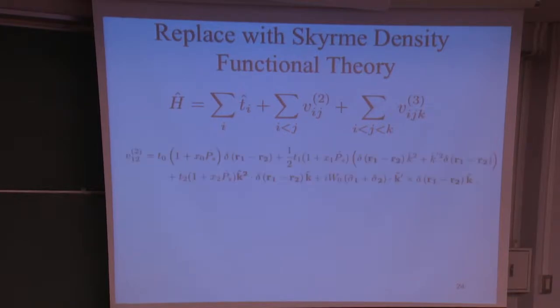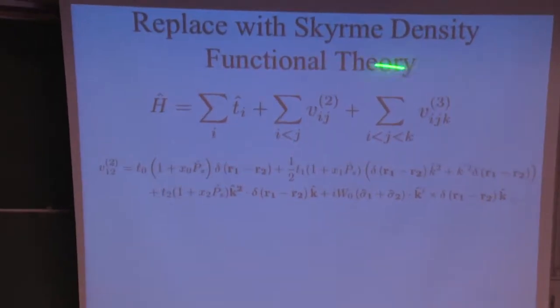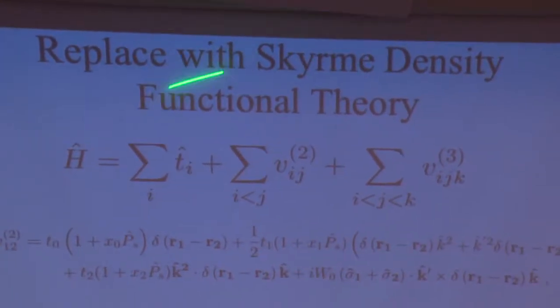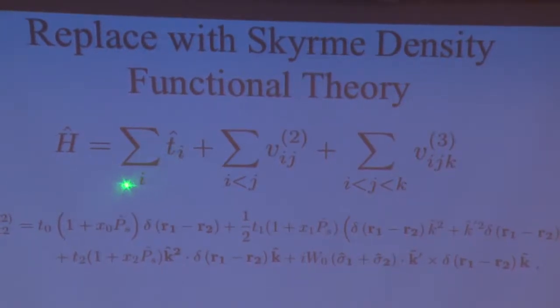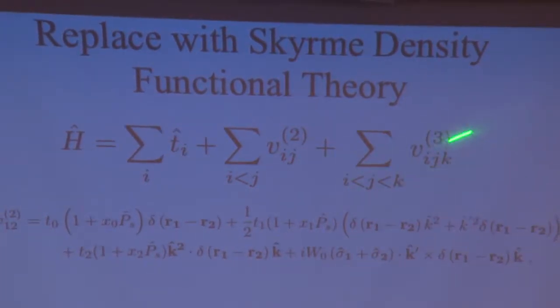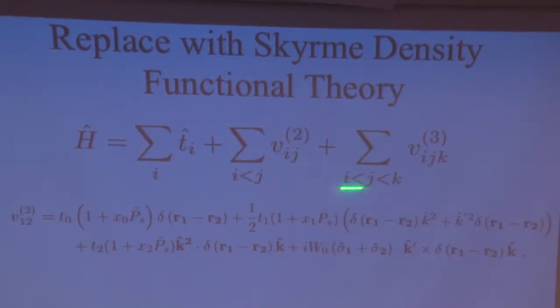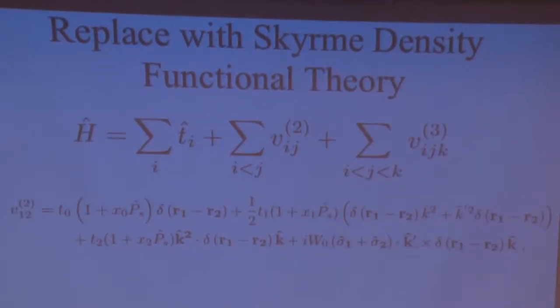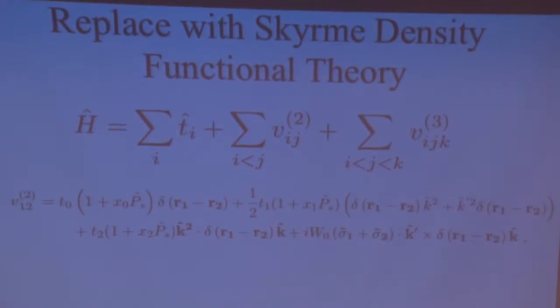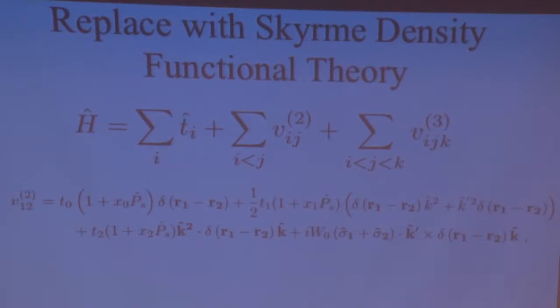What I want to talk about is how we replace that with a Skyrme density functional theory. So this is a many-body Hamiltonian, just like an atomic system or a nuclear physics system, but you can have three-body forces in addition to two-body forces. Nuclei can have, easily you can draw a Feynman diagram for a three-body force. It's just two pion exchanges among three nucleons, for example.